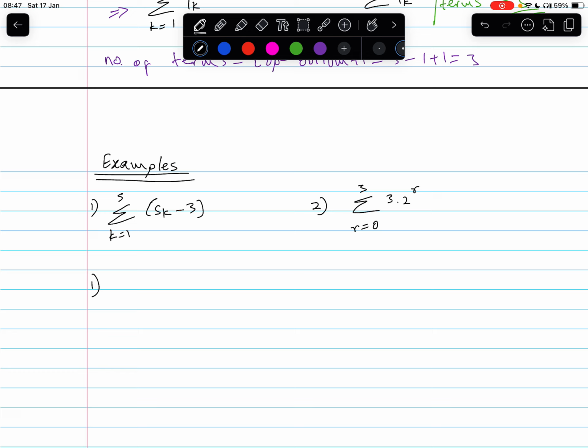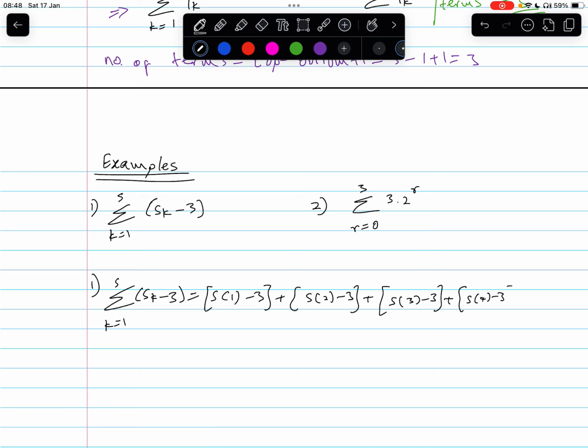So first, we'll expand this. We start off by substituting the first value, which is 1. We're starting at 1, plus, so this is our first term. Second, we continue until we get to 5. Finally, the last one. Let's see what this value is: 2.